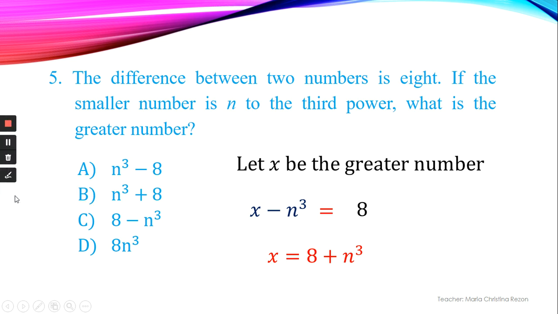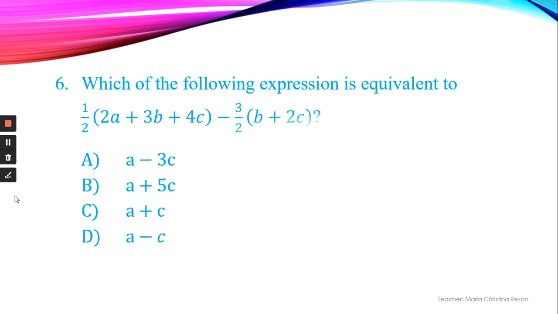The next question, number 6. Which of the following expressions is equivalent to 1/2 the quantity of 2a plus 3b plus 4c minus 3 over 2, or 3/2, of the quantity of b plus 2c.